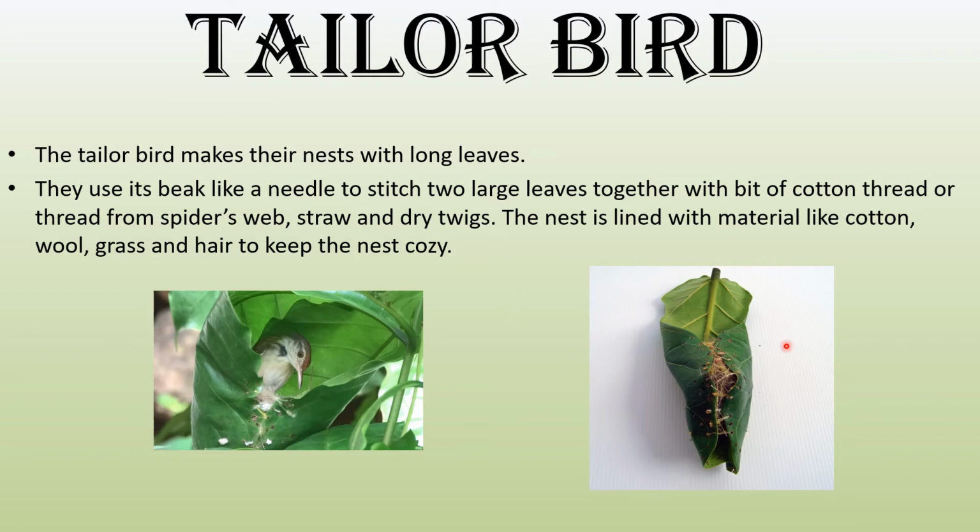Inside they will keep straw and dry twigs, and the nest is lined with materials like cotton, and inside they will use sometimes materials like wool, grass and hair to keep them cozy. That is, to keep the nest cozy. They will use wool, grass and cotton because they want to sit comfortably.